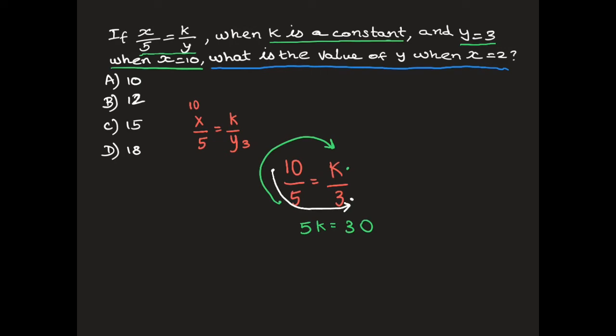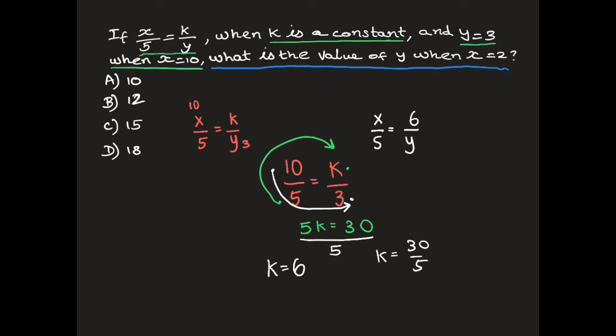Now let's go ahead and solve this. We've got 5k is equal to 30. We just divide by 5 to isolate k. So k is equal to 30 divided by 5, and 30 divided by 5 is 6. So k is equal to 6. Now that we've found k, we know that 6 will be k no matter what x and y are, because k is a constant, which means we can redo our proportion. So we have x over 5 is equal to 6 over y.